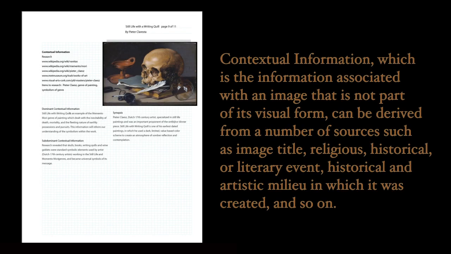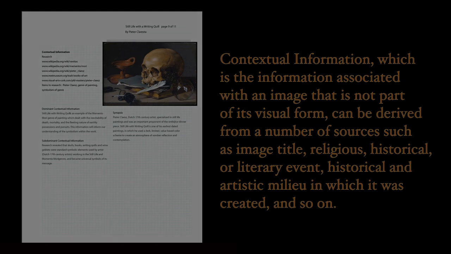Contextual information, which is the information associated with an image that is not part of its visual form, can be derived from a number of sources such as image title, a religious, historical, or literary event, the historical and artistic milieu in which it was created, and so on. The contextual information is paired with the information in the bracketed observation to assess the image's narrative and symbolic content.